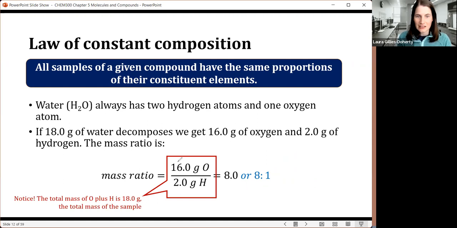If you take note here, if we add up the masses of each of the elements in this compound, H2O, we get the total mass that we started with. 16 grams of oxygen plus 2 grams of hydrogen equals 18 grams of the total sample we started with. So this law of constant composition can be useful in figuring out how much of an element you have present in a compound. If you're able to decompose the compound, you know the mass ratio, and you can measure the mass of one of the elements, you can always figure out the mass of the other element using this mass ratio formula.